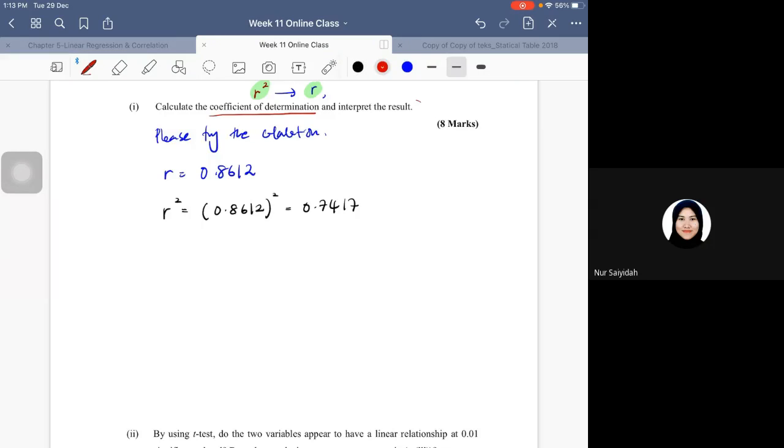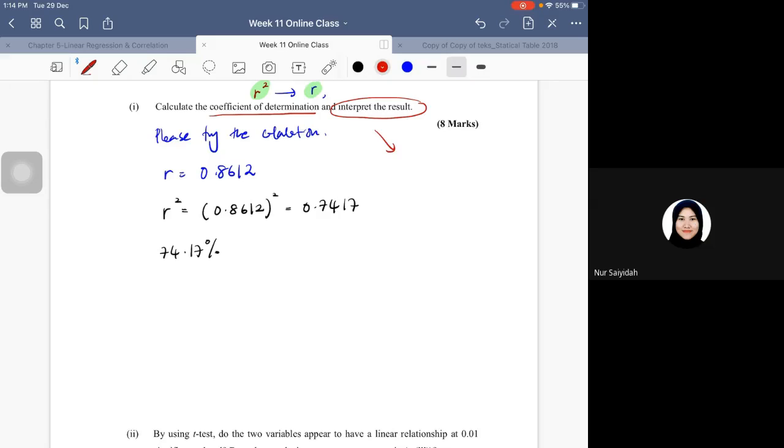The question also asks you to interpret the result. So how do we interpret the result? As I mentioned in our previous discussion at the beginning, when we want to interpret the coefficient of determination, it has to be expressed in terms of a percentage. So 0.7417 is actually 74.17%. That is a standard way of interpreting the coefficient of determination.